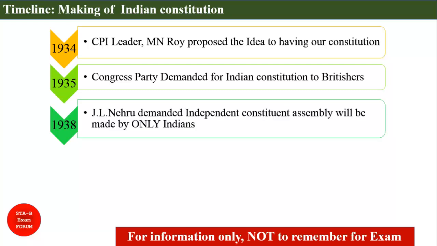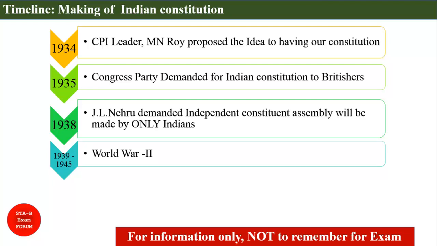So they again demanded in 1938 that this Constituent Assembly will be independent, and that only Indians will be the members. This was demanded by the former Prime Minister Jawaharlal Nehru. He demanded that the Indian Constituent Assembly be made by only Indians. After that, from 1939 to 1945, one major happening in the world was going on. What was that? That was World War II.